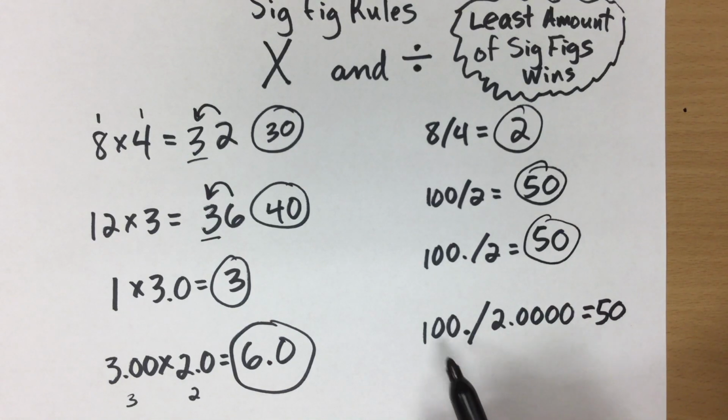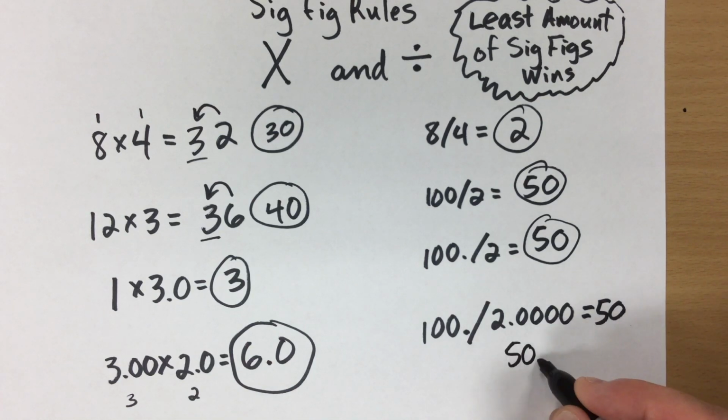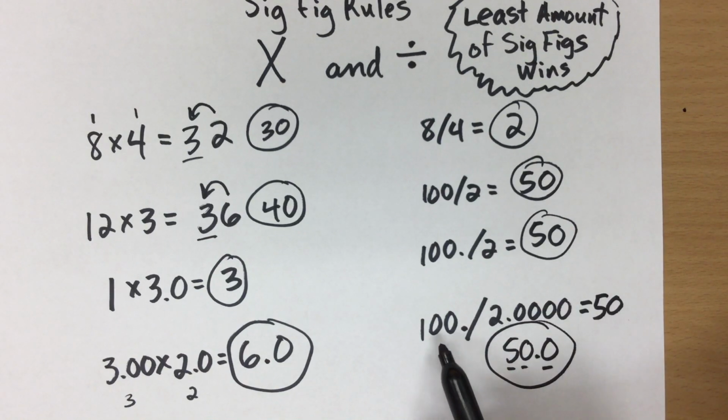Now in this case, this has 3 sig figs. This one has 5 sig figs. If there are 3 here and there are 5 here, 3 wins. But that only has 1 sig fig. So how do I give it more sig figs? Well, I'd turn that into 50.0. That now has 3 sig figs, just like we should have based on that being the least amount of sig figs.